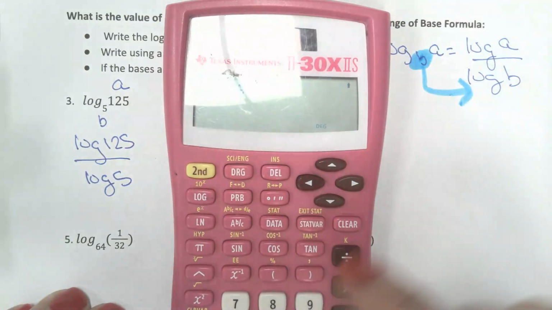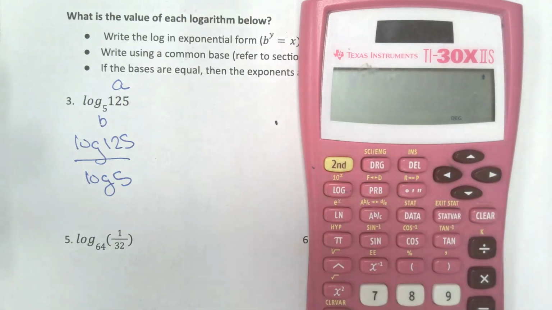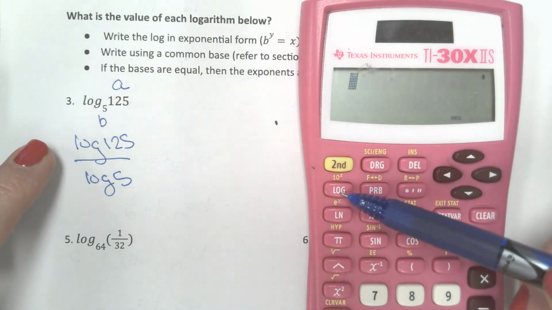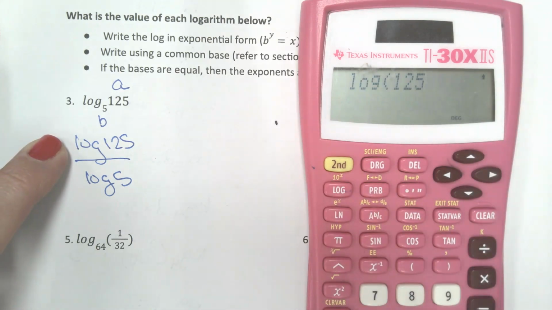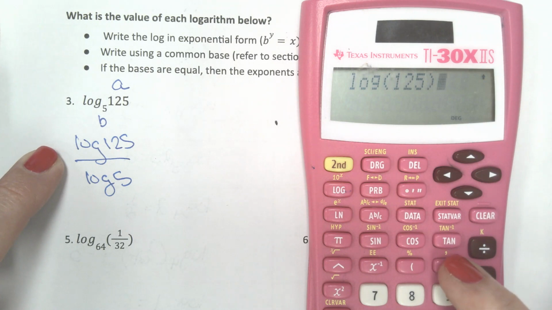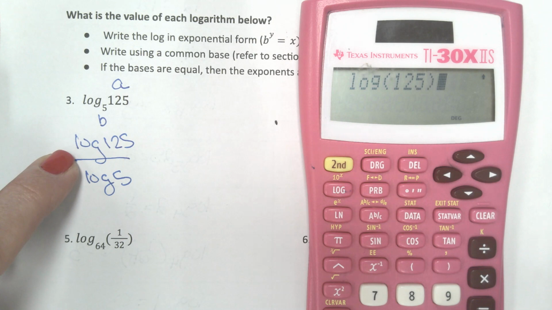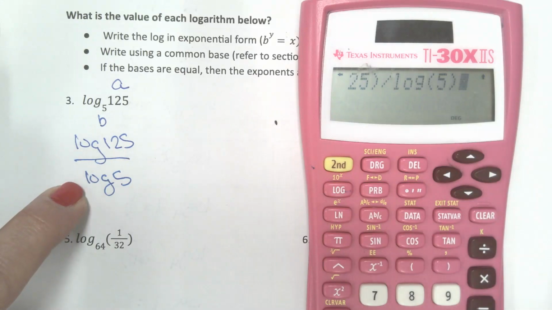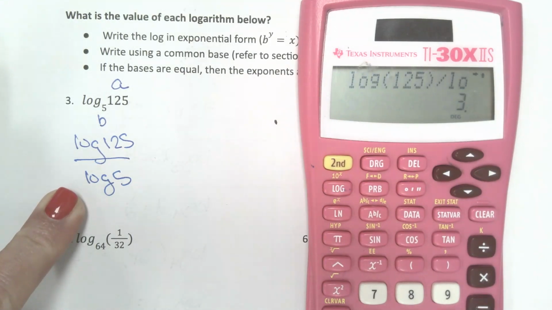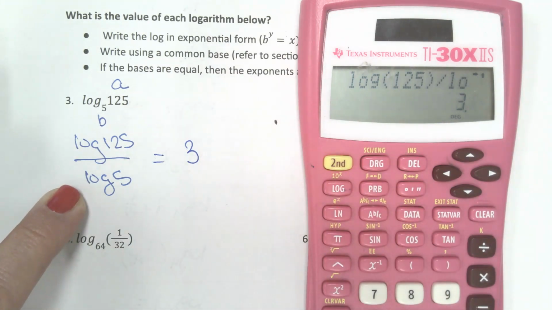All right, let's pull out the calculator and try not to get a shadow. There we go. The log button is up here on the calculator, so you're going to hit log 125. Super important, you have to close the parentheses, otherwise it messes up the order of operations. This is a fraction, which is the same thing as a division problem, so we're going to divide by log 5, close parentheses, hit your equal button, and we find that that is 3.